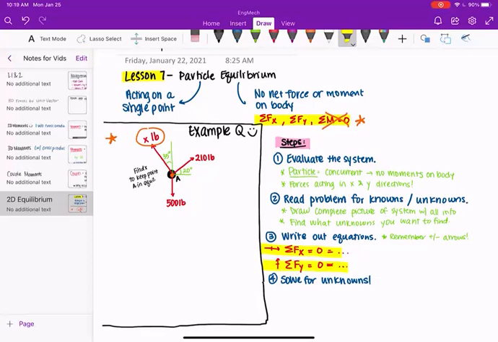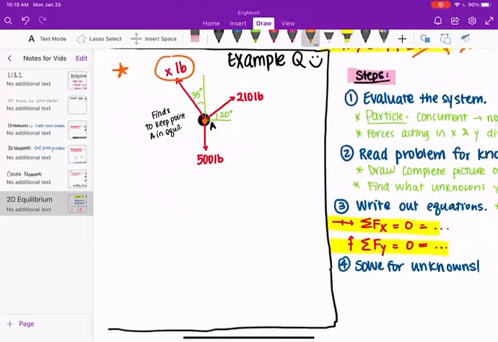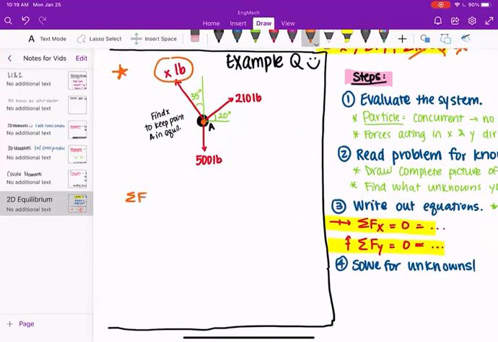What I wanted to do real quick is go through this example problem and write out those equations. So looking at the sum of the forces in the x direction, and I'm going to call right the positive direction. I know by definition of equilibrium that those have to equal 0. Then I'm going to say, okay, I'm looking at this force first. I know it's pointing to the right, so it's positive.